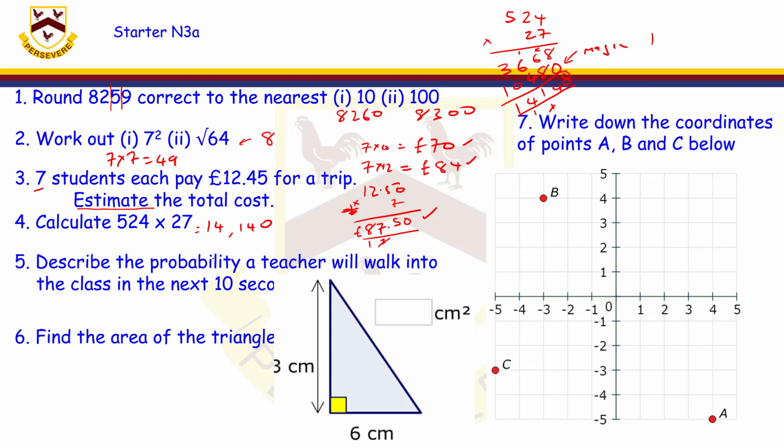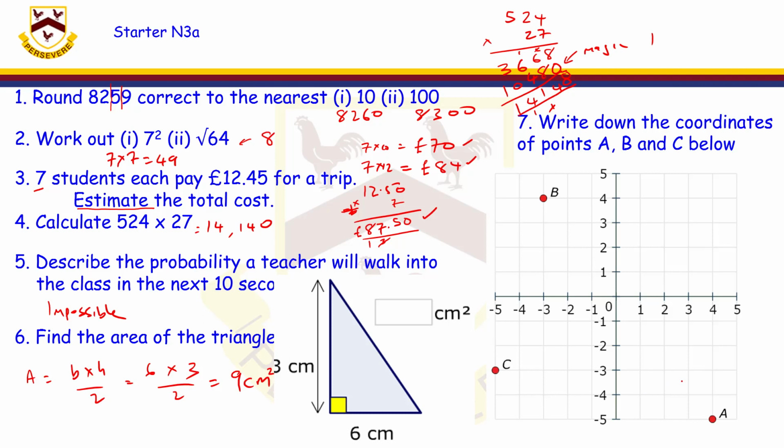Question number 5. Describe the probability a teacher will walk into the class in the next 10 seconds. Well, there is no classroom. So, it's impossible. You're all at home. Changes everything. Find the area of the triangle. Formula for area of a triangle is base times height over 2. Always write it down. And our base is 6. Perpendicular height is 3, divided by 2. Which is 18 over 2, which is 9 centimeters, and don't forget the units, centimeters squared.